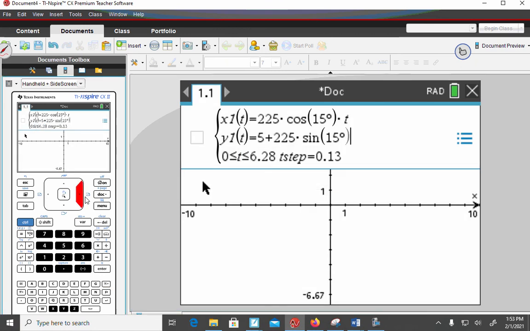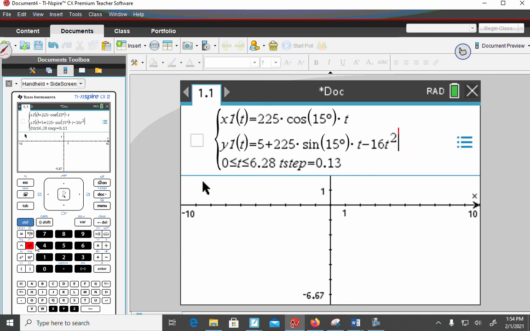And then this is times t. And then I have minus 16 t squared. Then I'm going to look at the rest of this. See how it says 0, t is between 0 and 6.28? Well, that should look familiar. That's set up for radians, because normally one lap around the unit circle would be 2 pi. 2 pi is 6.28 units or radians.